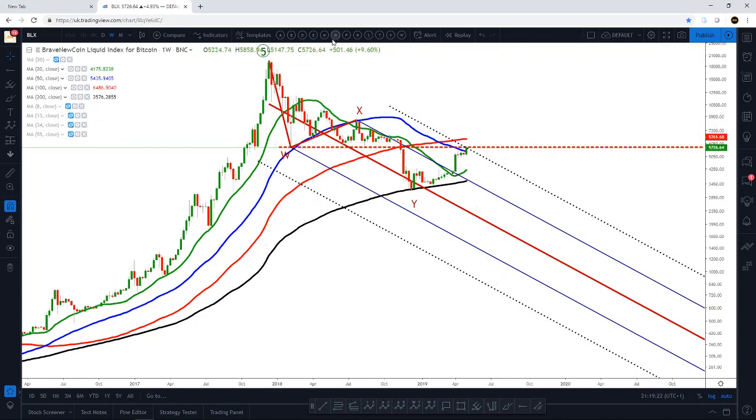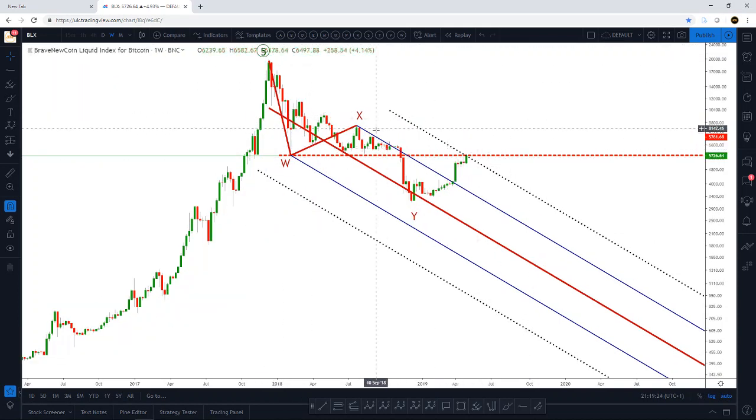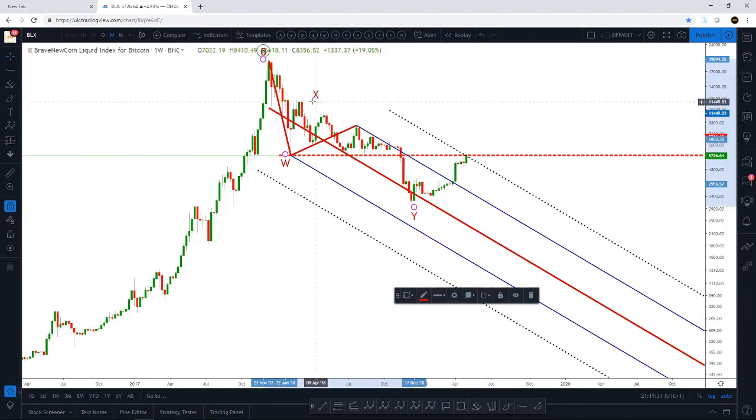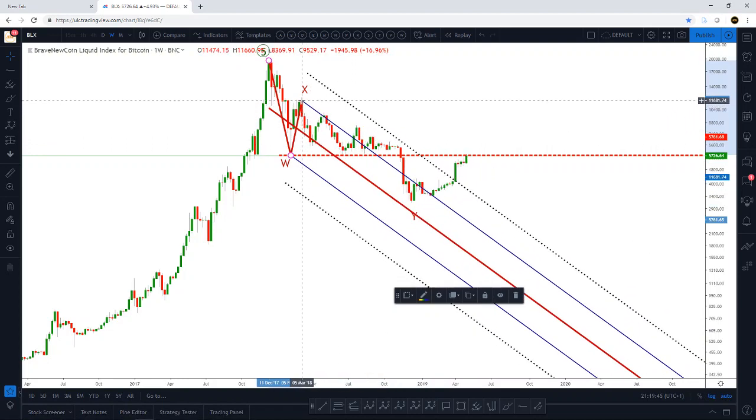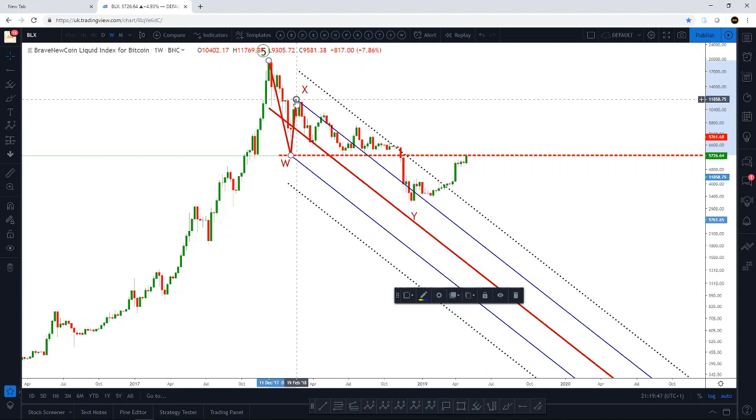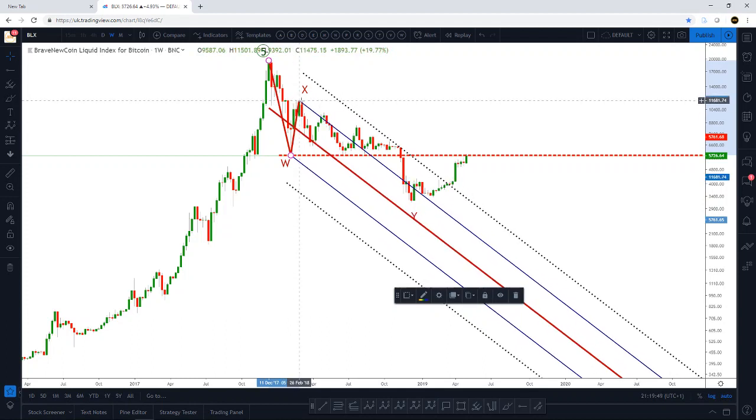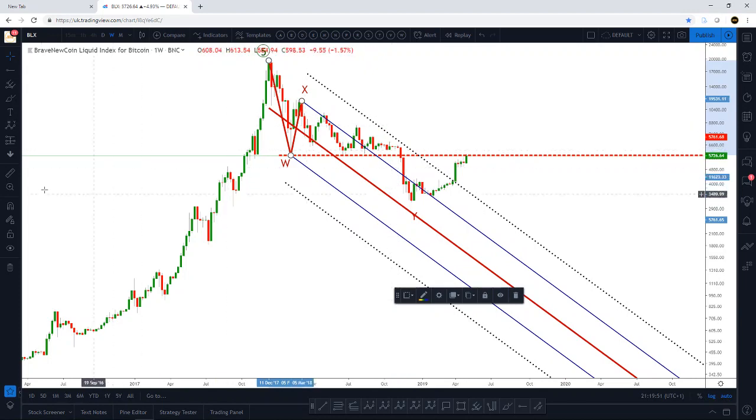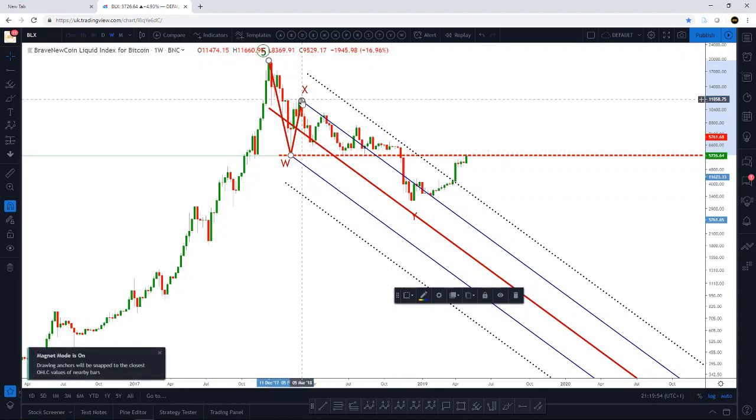All right, so just cleaning it up again. Now, there's one other thing. There's another way this can be counted, and the argument is that this pitchfork was broken a long time ago. So if we plot our X wave here, there's an argument this could be W, X, and this was Y. So basically just this point here needs to move. In fact, that would have been the end of X, that point there. Let's put magnet mode on just to be precise.